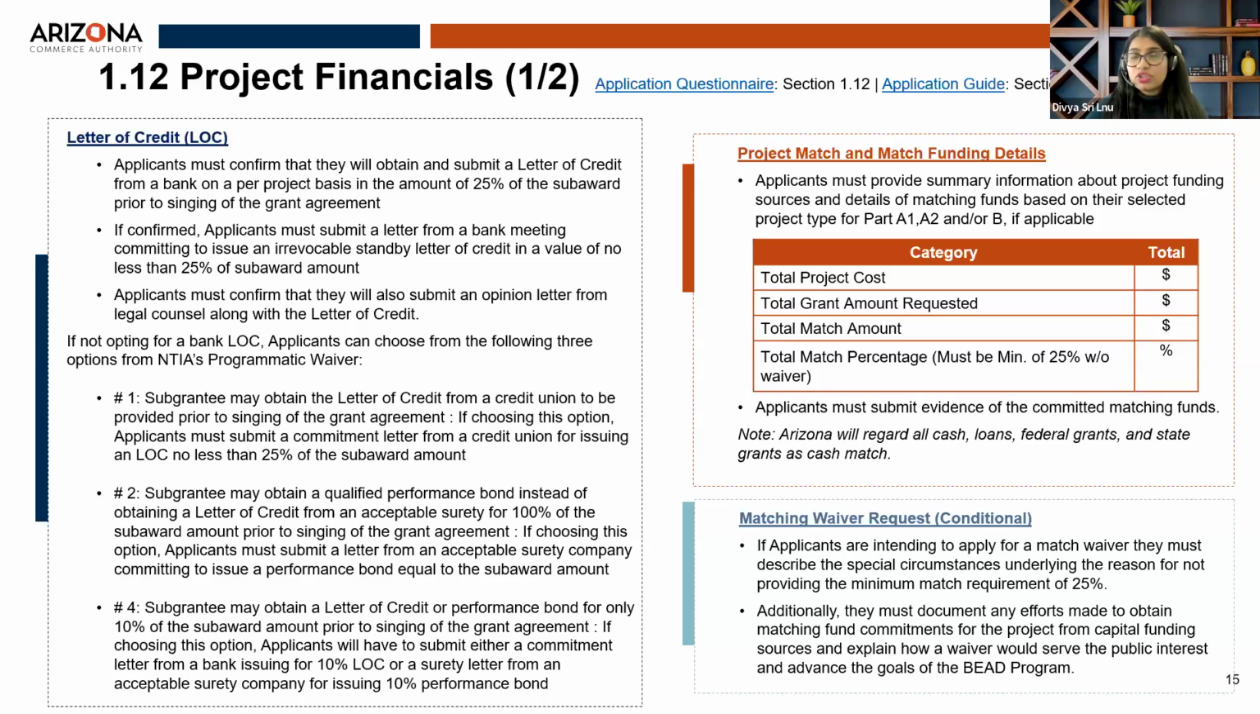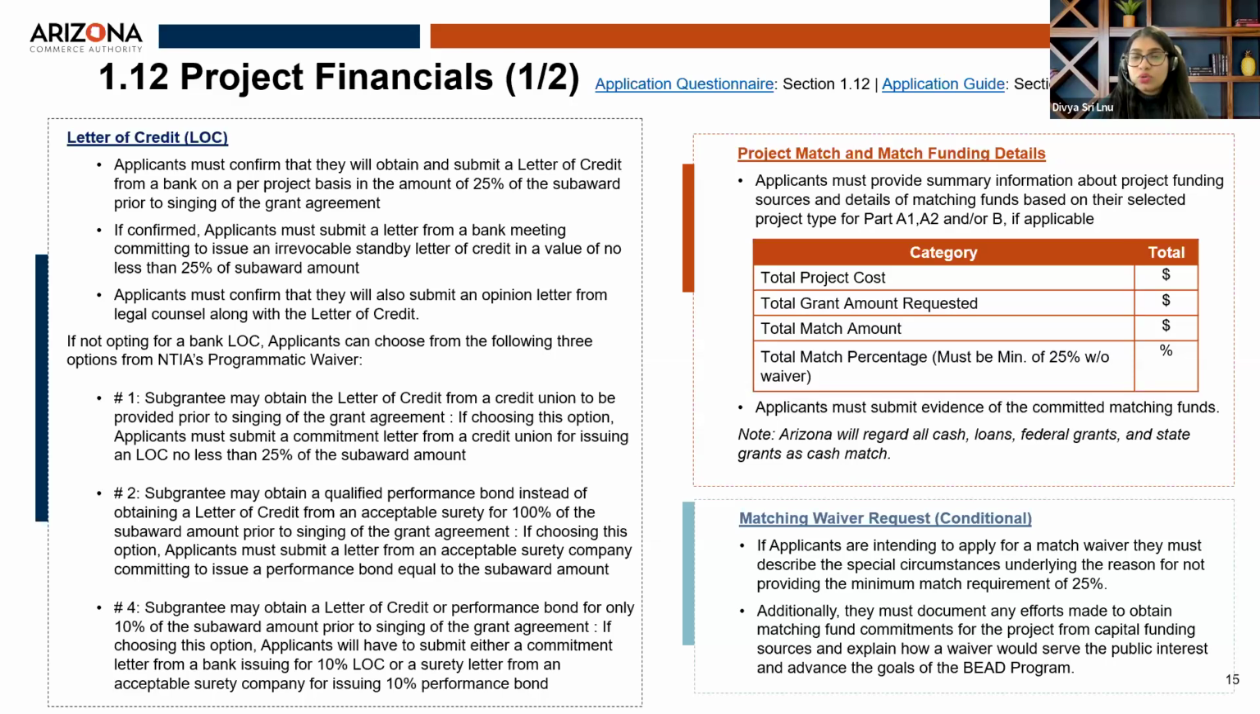If the applicant doesn't choose to provide an LOC from a bank or a credit union, they can provide a performance bond for 100% of the sub-award. If the applicants choose this option, they will have to provide a letter from an acceptable surety committing to issue this performance bond prior to signing of the grant agreement. And the last option is that the subgrantee can choose to provide either an LOC or a performance bond for 10% of the sub-award amount.